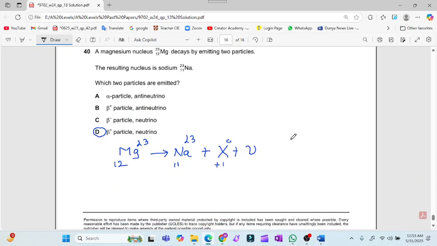Now for question number 40, a magnesium nucleus 12, 23, by emitting two particles 11, and then there is no change in the mass, so it means there will be a 0 over here. In order to make the proton number the same on both sides, 11 plus 1, and this one will be the beta positive. And always remember that with the beta positive, the neutrino will be emitted.